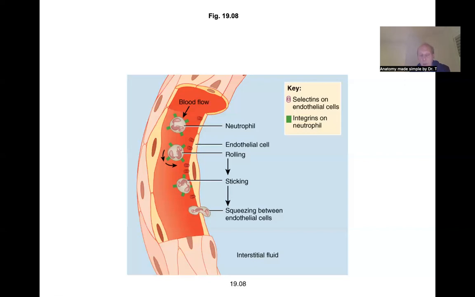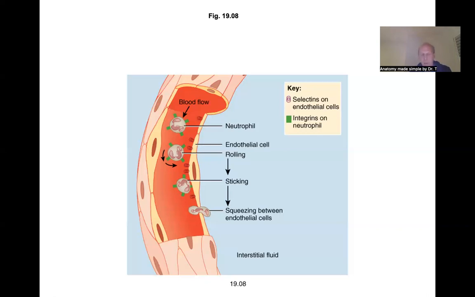So at that point, when a short-lasting contact is established, the white blood cell starts rolling along the wall of a blood vessel, and it is looking to find an opening, a tiny gap between two endothelial cells, through which the white blood cell will be able to squeeze and start moving in the direction of tissue which has been affected by inflammatory change.